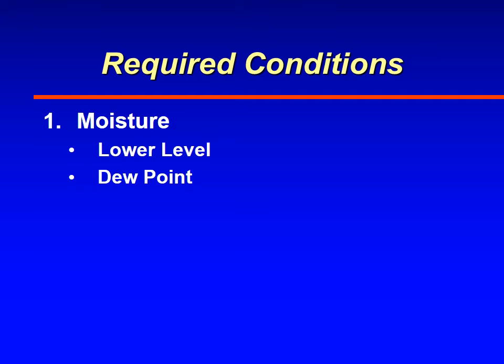Let's take a look at moisture. When we are looking for moisture for thunderstorm development, we're talking moisture at low altitudes. Typically thunderstorms are rooted at the surface. Not always are they rooted at the surface. Sometimes they are lifted aloft and you're looking for higher level moisture. But in most conditions, usually you're looking for low level moisture. And the way you look for moisture is by measuring the dew point.